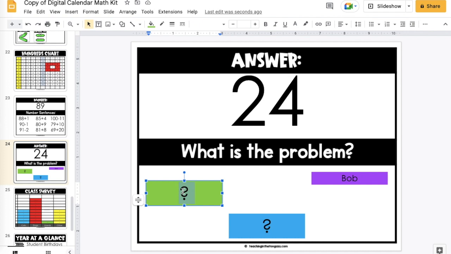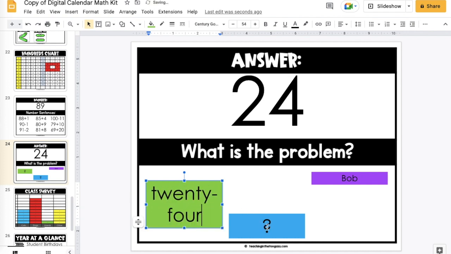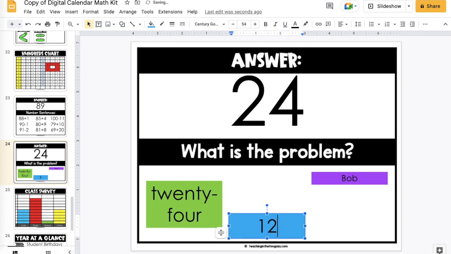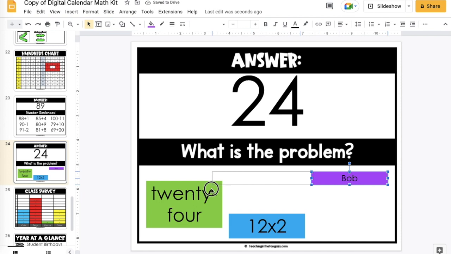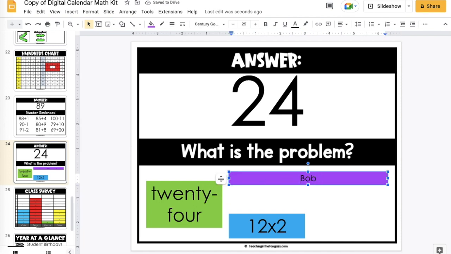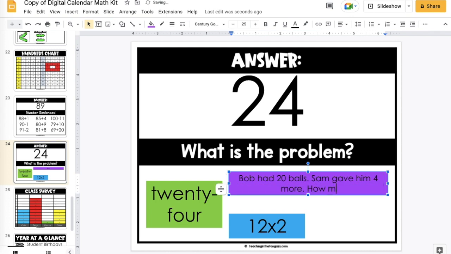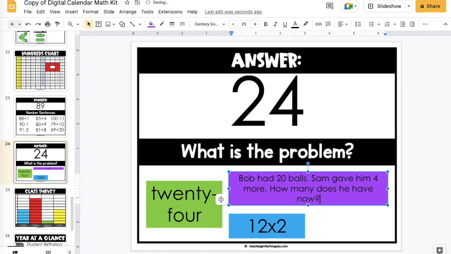Moving on here to our open-ended question, we have the number 24. We can write this in word form. Another option for the number 24 is 12 times 2. And let's go ahead and make a word problem here. Start off with Bob because it's easy to spell. Bob had 20 balls. Sam, another easy word, gave him 4 more. How many does he have now?